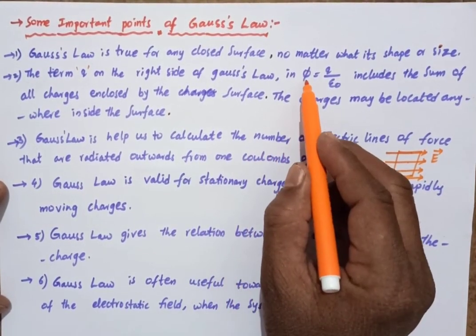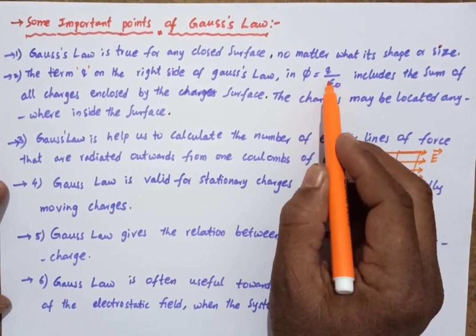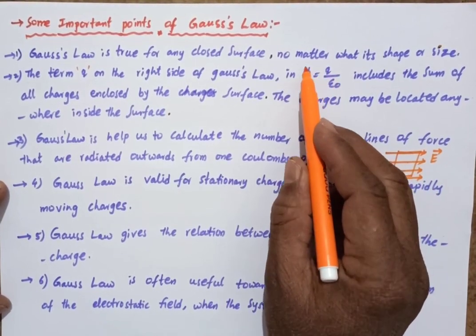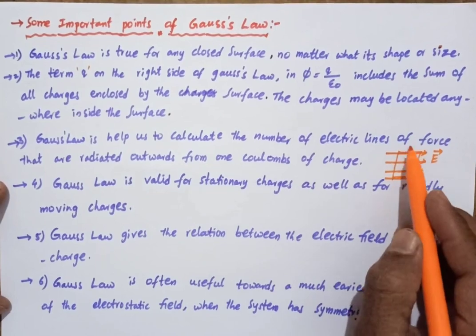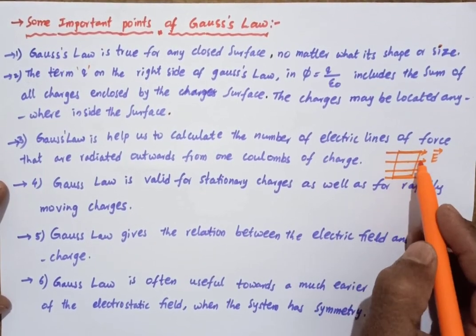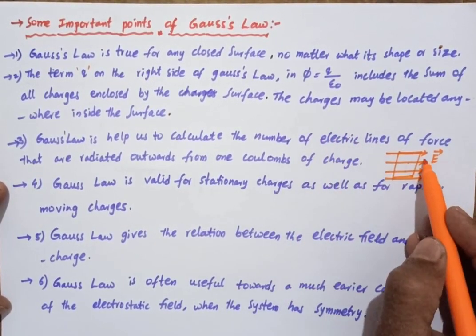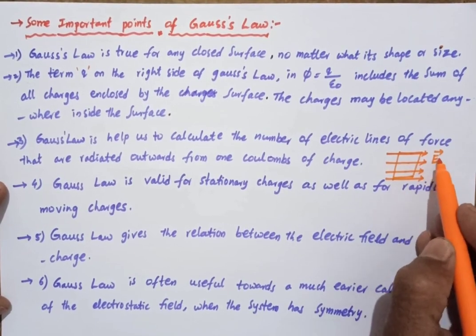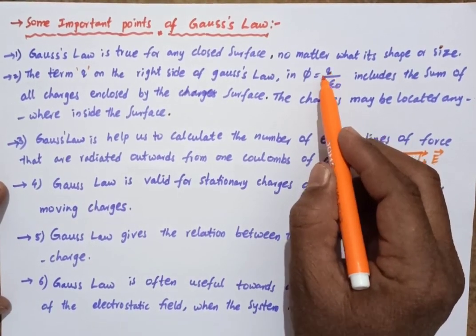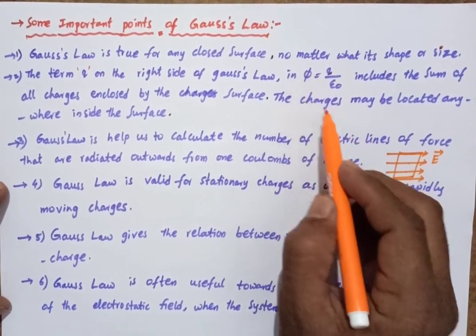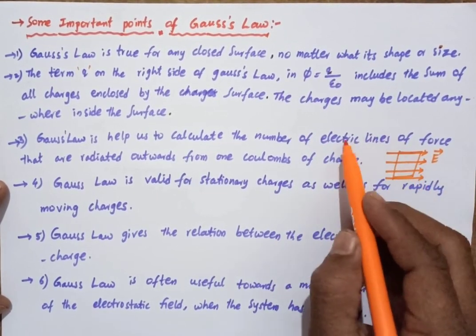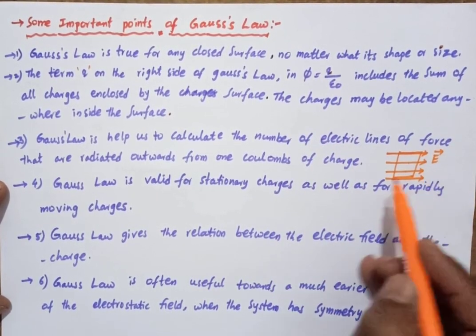Then it helps us calculate the electric flux. So what is the equation? Flux equals Q by epsilon naught. The total electric flux in this area equals the charge, in the outward direction from the charge, 1 coulomb of charge. So this is about the number of electric lines of force.